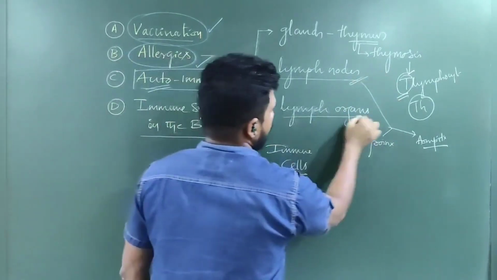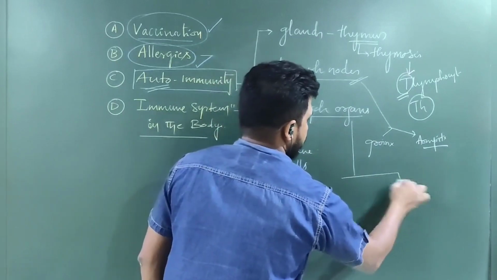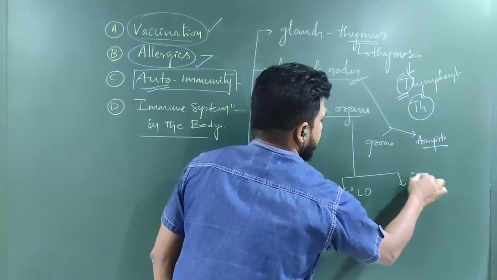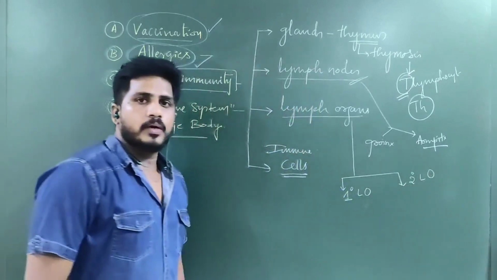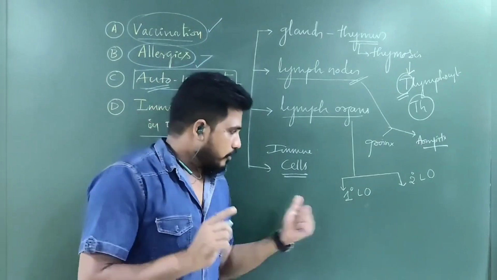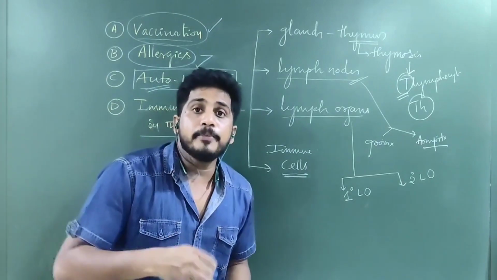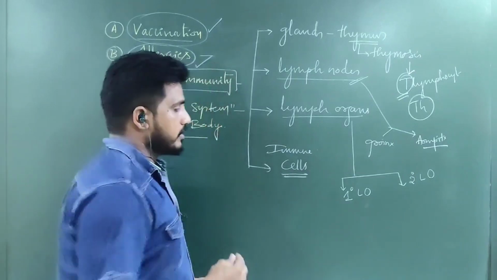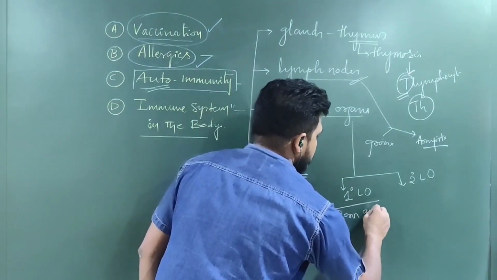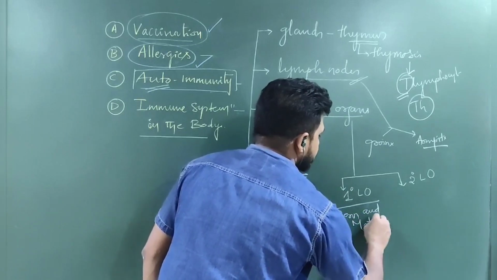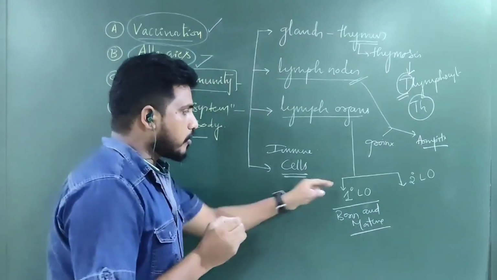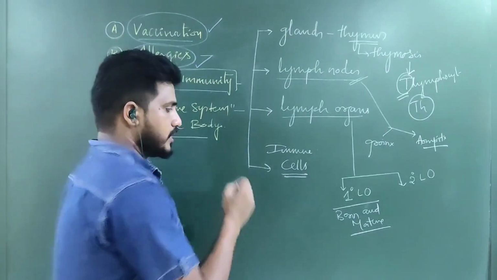Next one is lymph organs. Lymph organs are of two types: primary lymph organs and secondary lymph organs. What is a primary lymph organ? Listen to the definition carefully. Lymph organs in which immune system cells are born and mature. The places where immune cells are born and mature are called primary lymphoid organs.